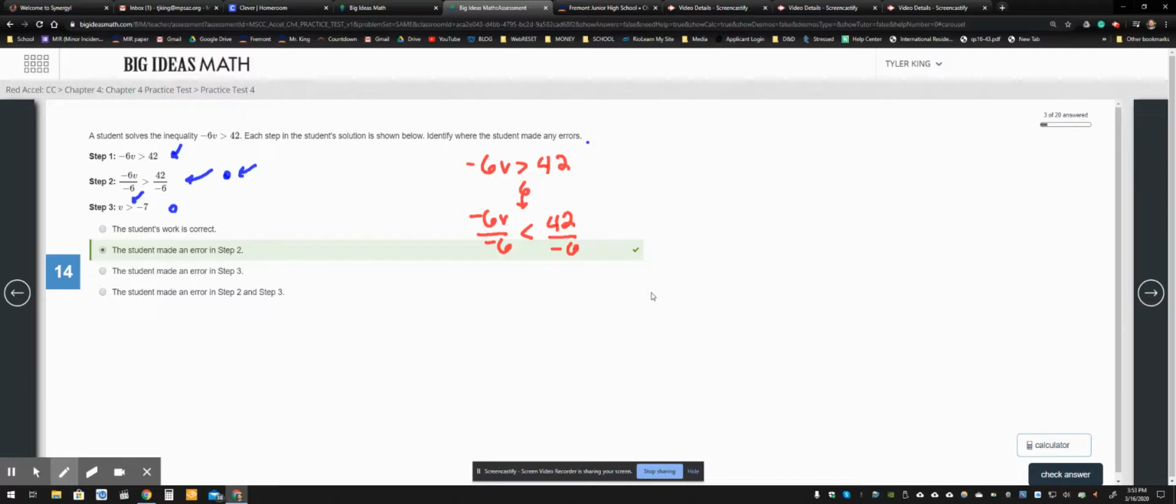Because now we have rewritten this out. In order to balance this correctly, we need to make sure that it switches directions. This cancels out, and we're left with a v. It's got to be less than, and this is going to be negative 7.